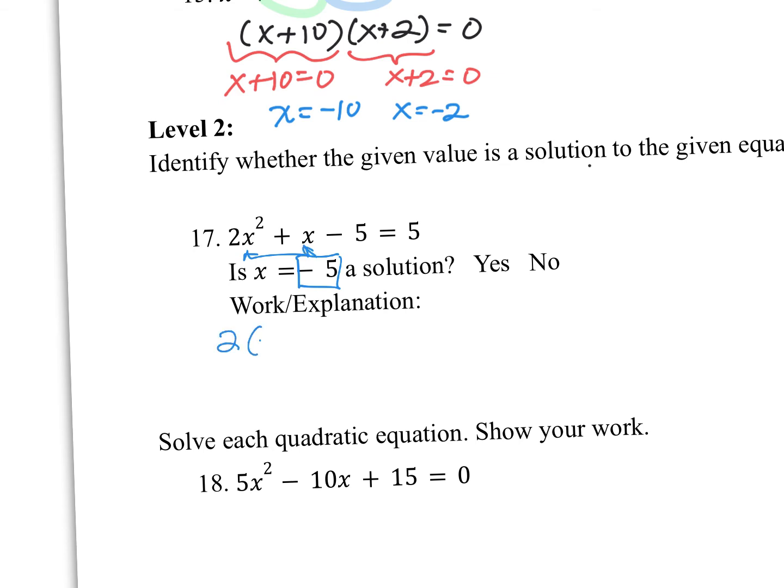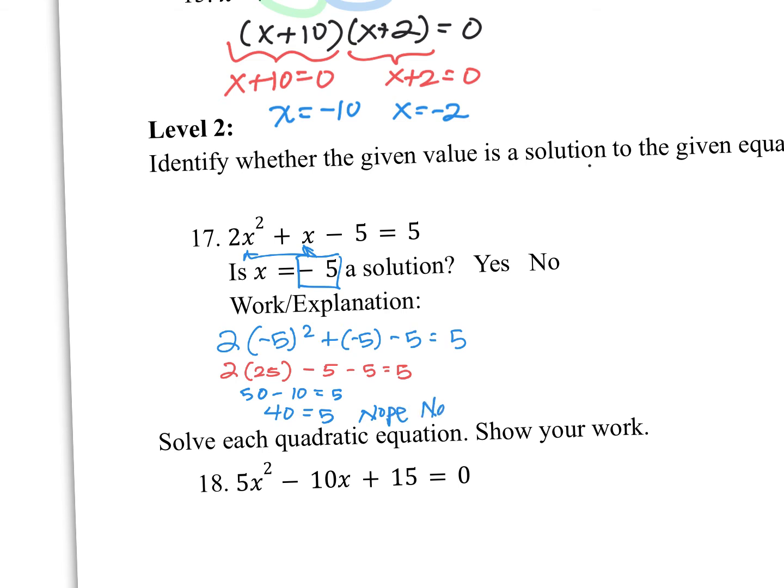So I'd go 2 times negative 5 squared plus negative 5 minus 5 equals 5. So I'm checking this. I'm putting negative 5 in for every x and checking it. And I go negative 5 squared is 25. So 2 times 25 plus negative 5, which is minus 5 equals 5. So I go, okay, that's 50 minus 10 equals 5. And 50 minus 10 is 40. 40 does not equal 5. So nope, this does not work.